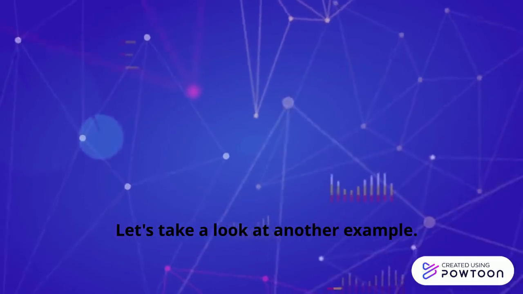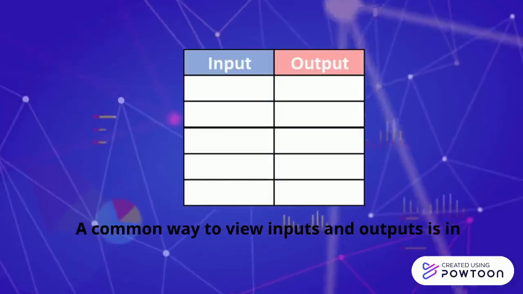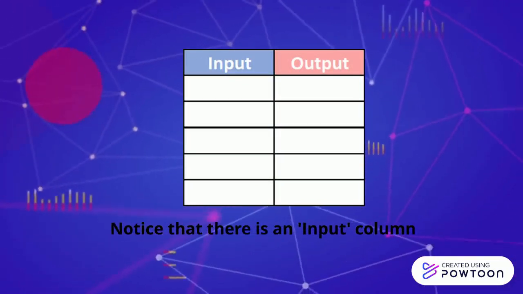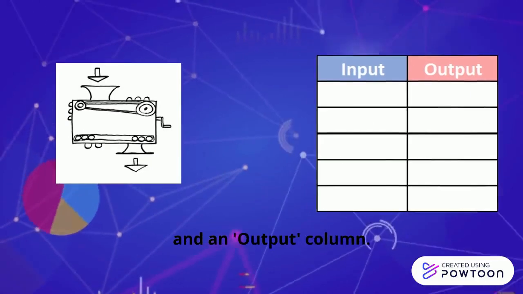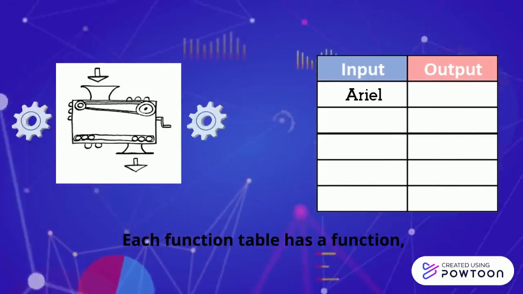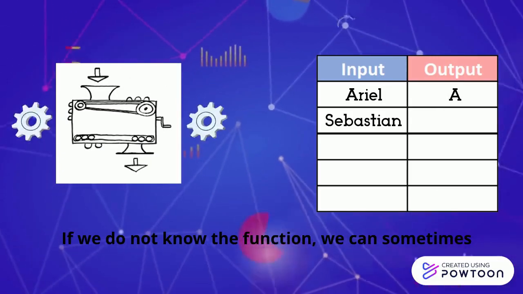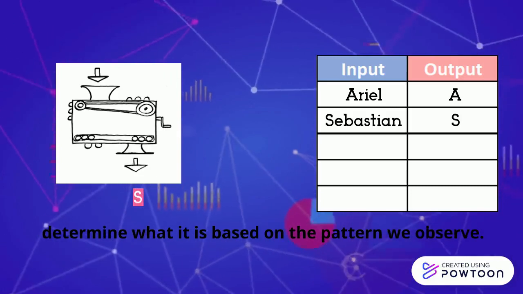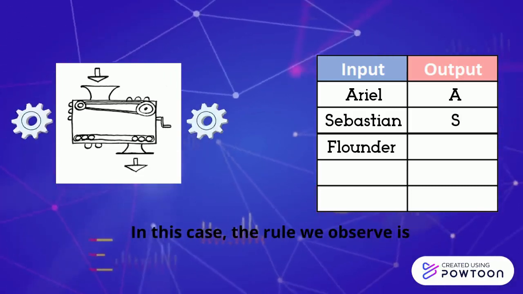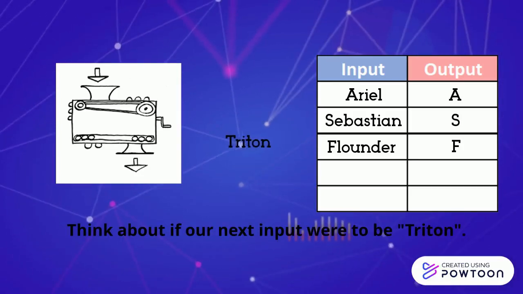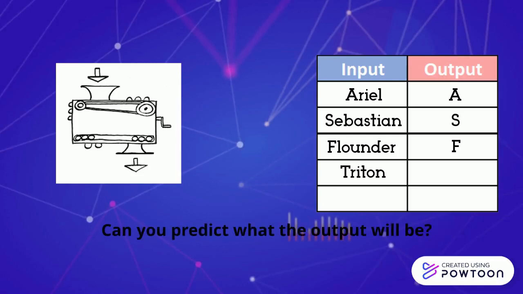Let's take a look at another example. A common way to view inputs and outputs is in list form on what is called a function table. Notice that there is an input column and an output column. Each function table has a function or process, pattern, procedure, or rule. If we do not know the function, we can sometimes determine what it is based on the patterns we observe. In this case, the rule is to take the first letter of a name. Think about if our next input were to be Triton. Can you predict what the output will be? The output of t works for this function.